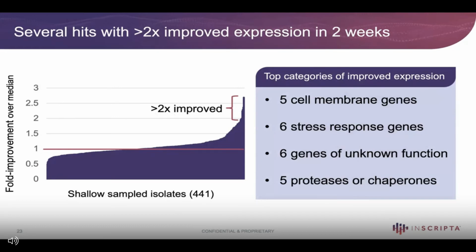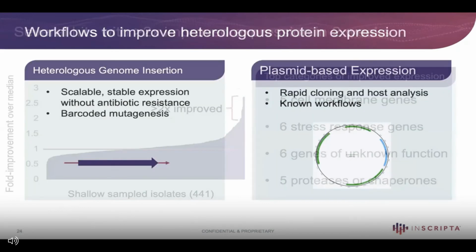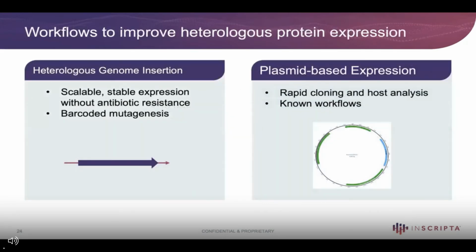So for those different hits that we're seeing, we have 6 that are known stress response genes, and 5 for cell membrane and stability genes. Surprisingly, 6 genes were of unknown function. And then 5 of the hits were proteases that were knocked out, or chaperones that were upregulated. So we got a really impressive number of interesting hits, even on the first round, that showed improvements in protein production.